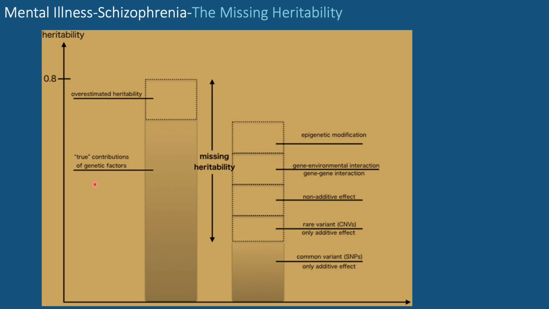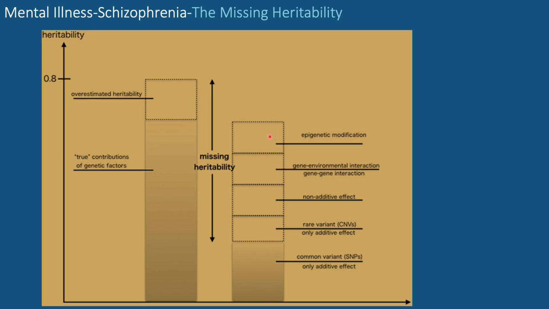The true contribution of genetic factors is represented by this darker first column, while the overestimated heritability is this lighter portion of the column. We know by looking at the common variants in the second column that common variants explain around 25% of the genetic contribution. Other genomic variants can be important, but they also explain just a little bit more of the heritability.